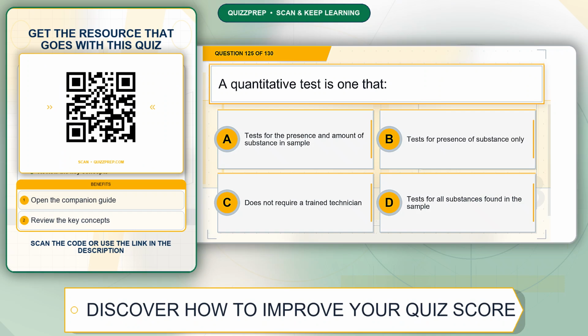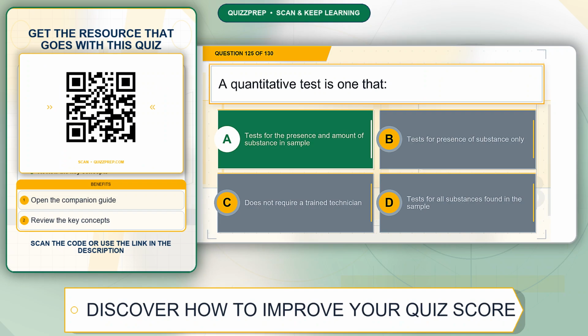Question 125. A quantitative test is one that: Option A, tests for the presence and amount of substance in sample. Option B, tests for presence of substance only. Option C, does not require a trained technician. Option D, tests for all substances found in the sample.